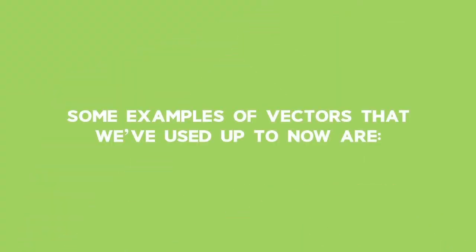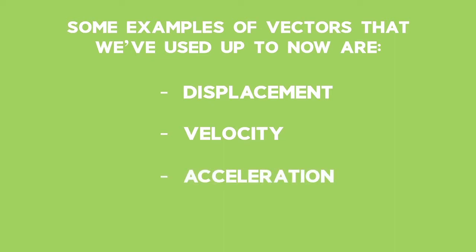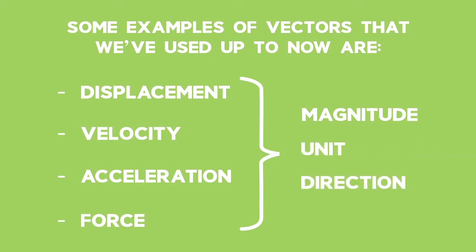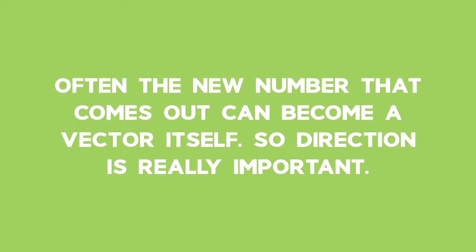So, some examples of vectors that we've used up to now are displacement, velocity, acceleration, force. They all have a magnitude, unit, and a direction when they are shown fully. Something interesting happens when you use vectors to calculate other vectors. Often, the new number that comes out can become a vector itself. So, direction is really important.